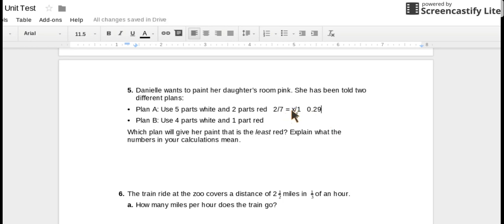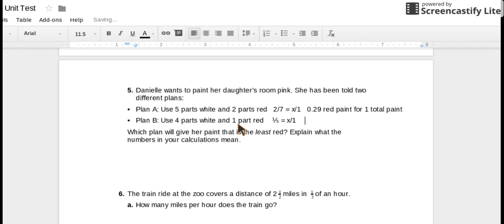Now the 0.29 was this missing part, which was our amount of red paint. So there are 0.29 or 29 hundredths red paint for 1 total paints. And we do the similar thing with the plan B. There is 1 part red, and there are a total of 5 parts paint, because 1 plus 4 gives us 5. And we set that equal to an unknown amount of paints for red for 1 total paints.